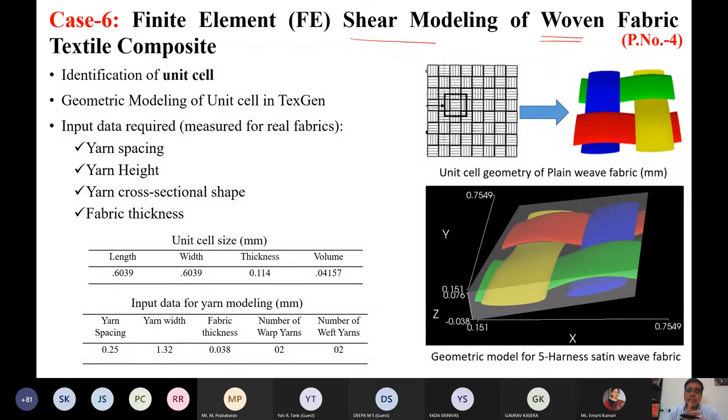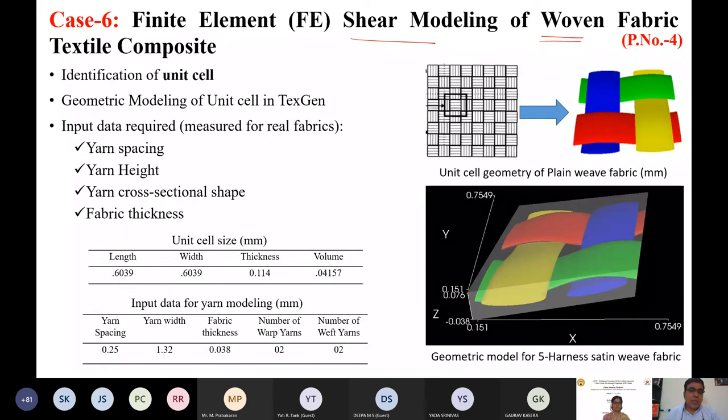So the resisting area is this. If the load applied is perpendicular to the resisting area, we generally refer to it as normal stresses. So both tensile and compressive come as normal. But if the load applied is parallel to the resisting area, it will be referred to as shear. So let us see the shear modeling.